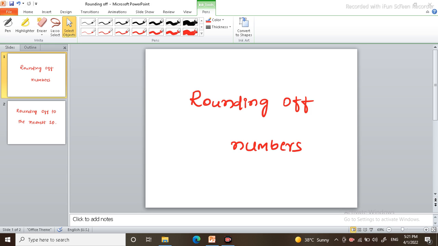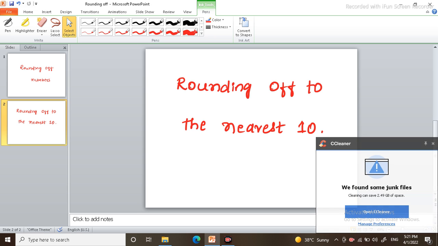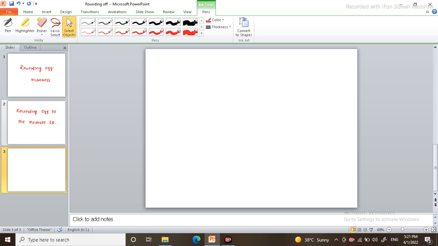Today's topic is rounding of numbers. In that, rounding off to the nearest 10. We'll see a few examples. Here the first example is, we can take any digit, but okay, here I'll take 34.